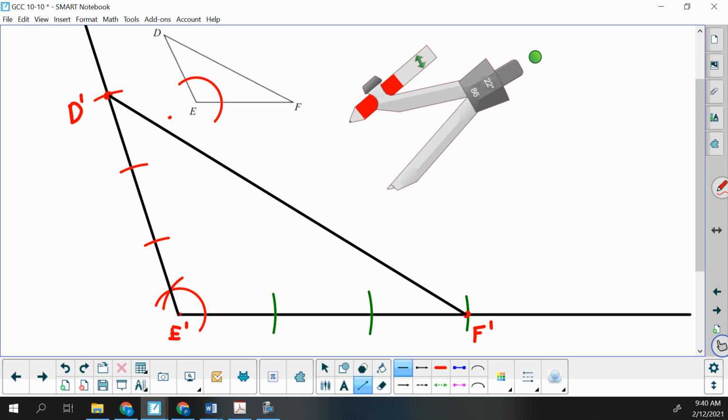And now if yours, like I shifted my picture just so I could do it on the smartboard and my compass would fit. If yours might overlap the original picture a bit, and that's okay.